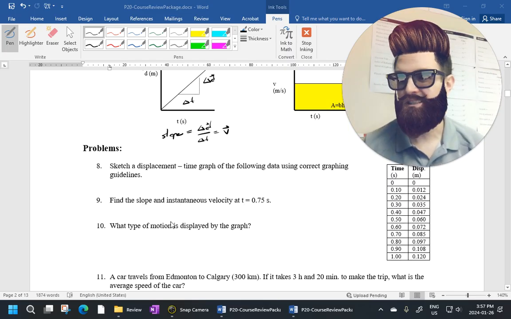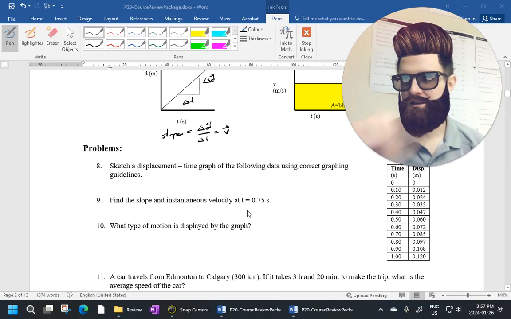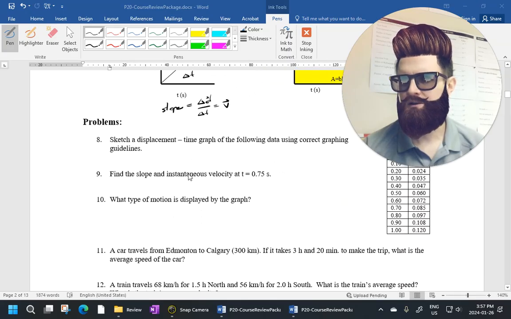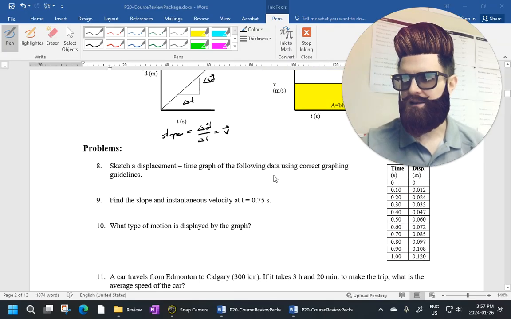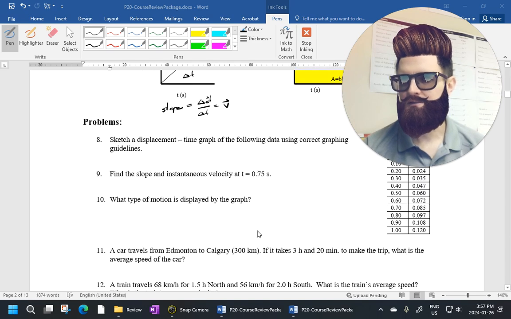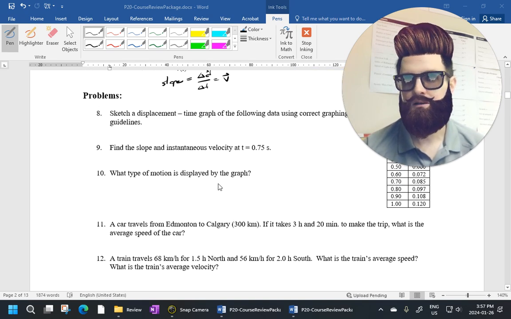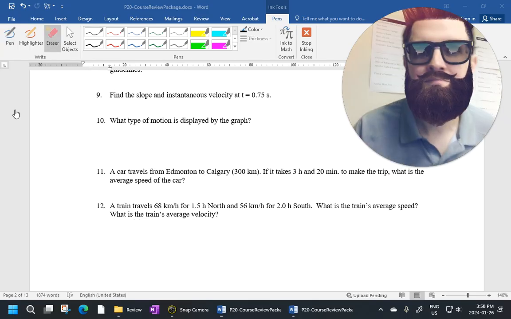Then it says sketch, find the slope and the instantaneous velocity. You don't really need to worry about that. It's like a curved graph, and I think it's a curved graph. Maybe it's not. No, I don't think it actually is. Find the slope of that line. What type of motion is displayed by this graph? Okay, we don't have to worry about that. If you want to do that, you can. Probably find a line of best fit.